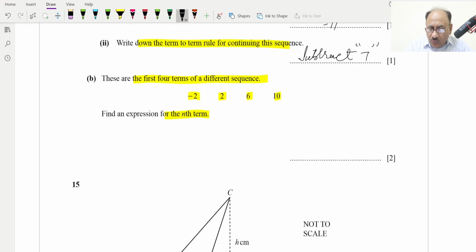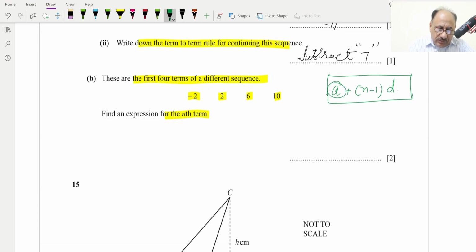And we know the formula for the nth term is what? The nth term formula we can write as a plus n minus 1 into d. This will be the formula which we will be following. a will be the first term, so a value is equal to minus 2. So minus 2 plus n minus 1 into d. We will check for the d.